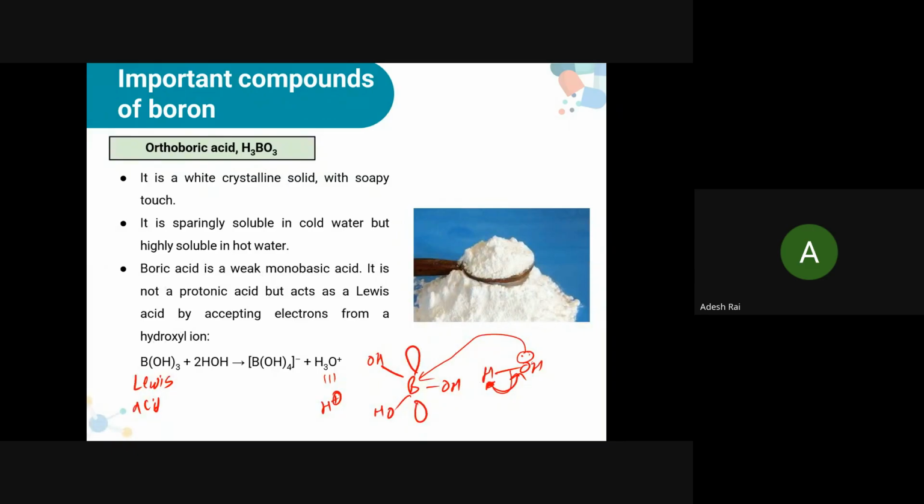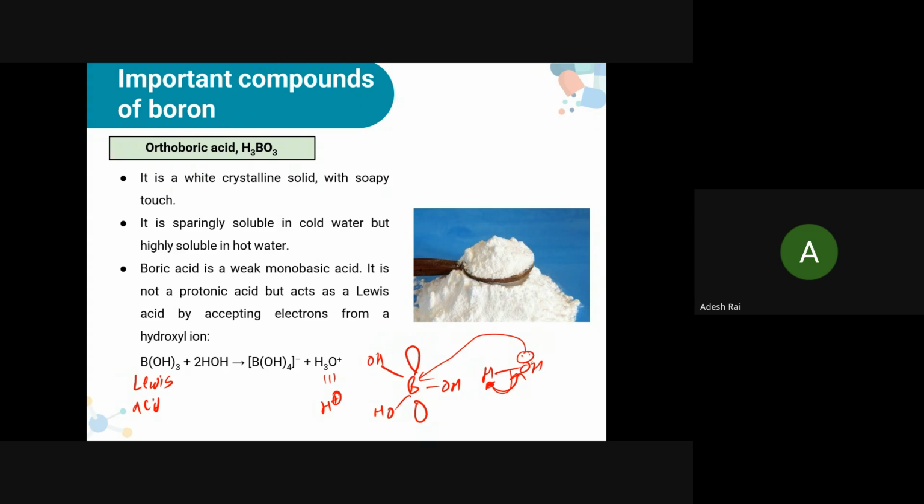First, it is what? A white crystalline solid and it has a soapy texture. Okay. Next, sparingly soluble in cold water but highly soluble in hot water. I already told you even borax was like this only. What is the reason behind that? The reason is that dissolution is what? Endothermic. Is that clear? And the most important point is boric acid is a Lewis acid.